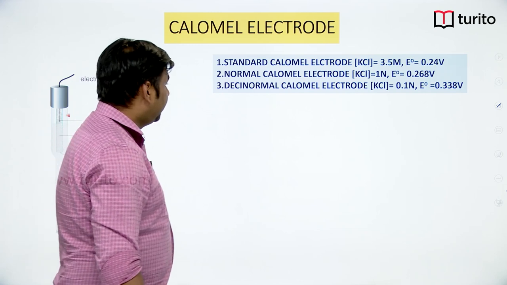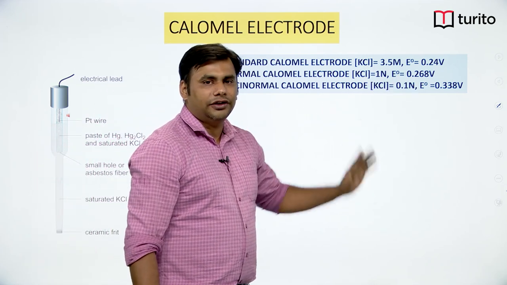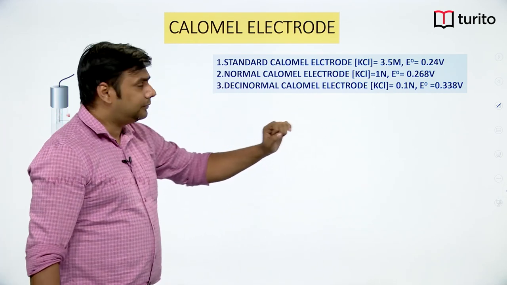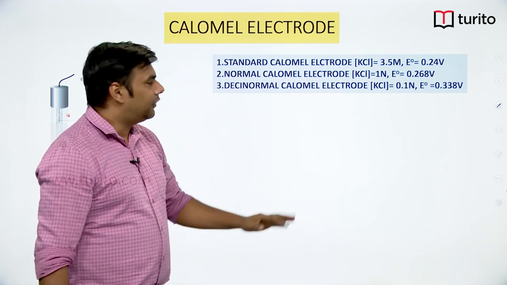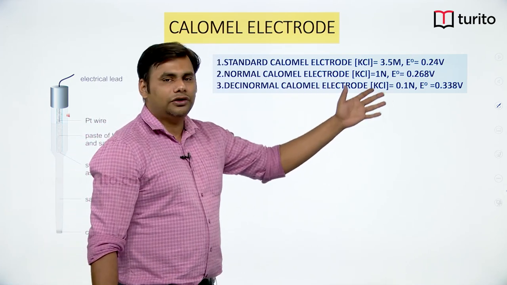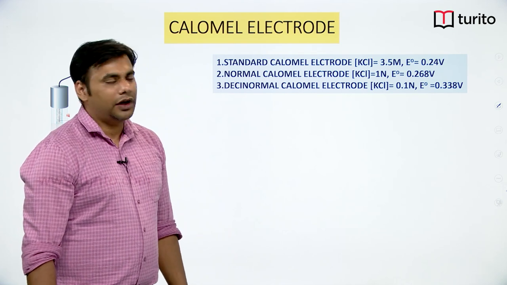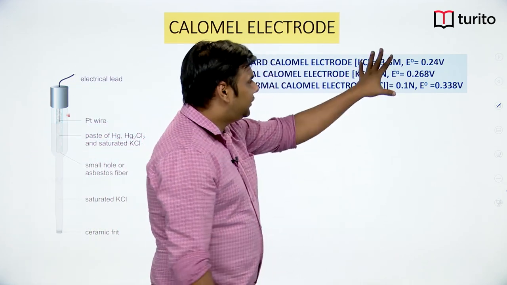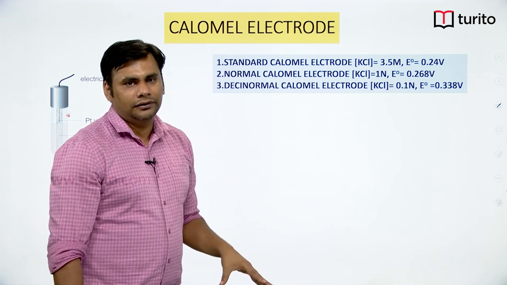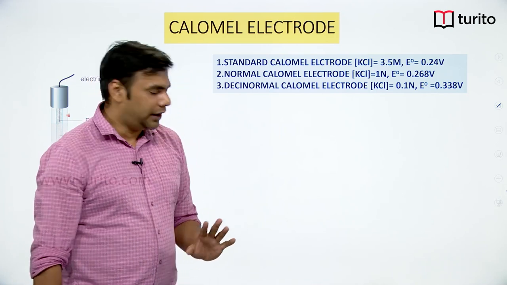So, the standard calomel electrode is when the concentration of KCl is 3.5 molar, its reduction potential is 0.24 volt. Now, if I talk about the normal calomel electrode, the concentration of KCl there is 1 normal and the EMF value is 0.268. Similarly, if I take a decinormal calomel electrode, that is, the concentration of KCl is 0.1 normal, then we get the reduction potential as 0.338 volts, okay. So these are a few values, again you don't have to remember them, it is just for your reference. I am just showing you that the EMF of this is fixed for different concentrations of chloride ion, that we have already seen through the Nernst equation, okay, that is why we are calling this a secondary reference electrode. Hope this is clear to you.